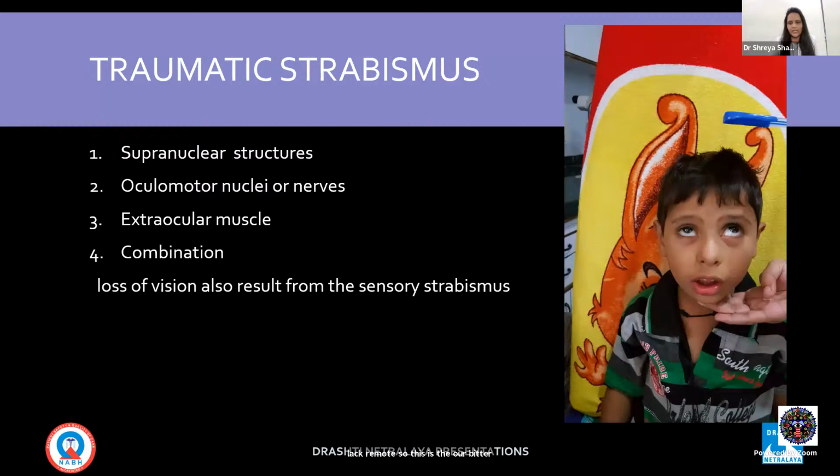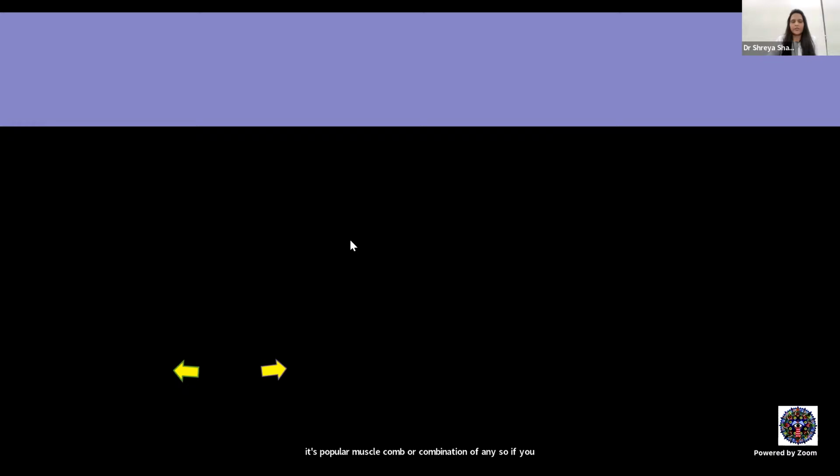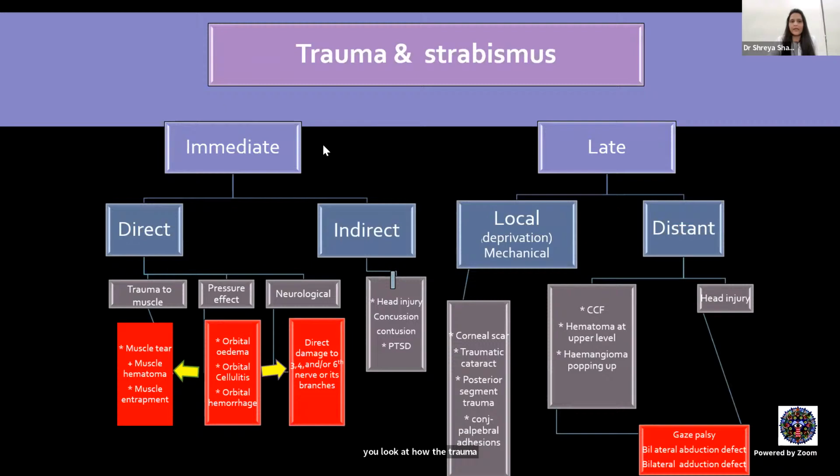So how does muscle injury happen? It can be damage to supranuclear structures, oculomotor nuclei of nerve, extraocular muscle, or a combination of any. If you look at how the trauma occurs, it can be strabismus and trauma. It can be immediate strabismus, or it can present late. If it is immediate, it can be direct trauma to the muscle, muscle rupture, muscle tear, or flap tear. It can be a simple pressure effect on muscle because of orbital edema. It can be neurological, or sometimes an indirect effect like head injury, concussion, contusion.